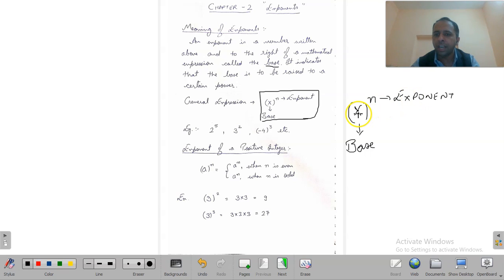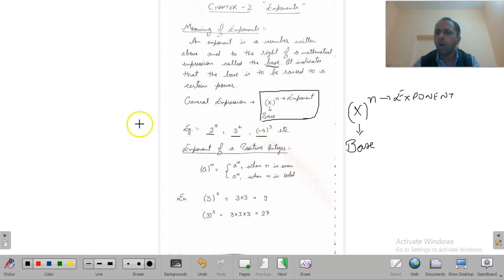We will read it as x to the power n. For example, 2 to the power 5. Here 2 is the base, whereas 5 is the exponent. Another example, 3 to the power 2. Here the number 3 is called base and the number 2 is exponent. Minus 4 to the power 3. Here minus 4 is known as base, and 3 is the exponent.